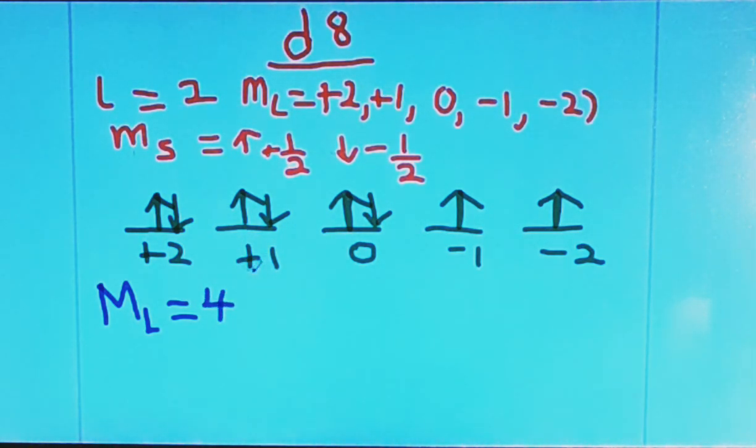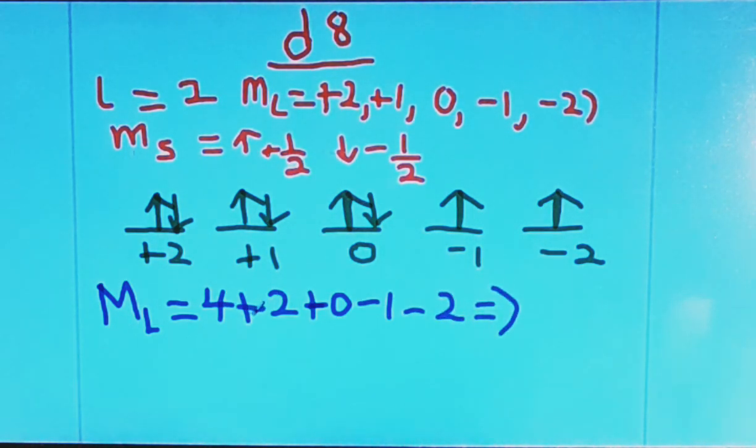Here we have plus 1 to be the magnetic quantum number, but we have 2 electrons in the orbital. So taking into account the electrons, we have plus 2. Here we have 0. Here we have only 1 electron, so negative 1. Only 1, negative 2. We have 6, minus 1, we have 5. Minus 2, we have 3.